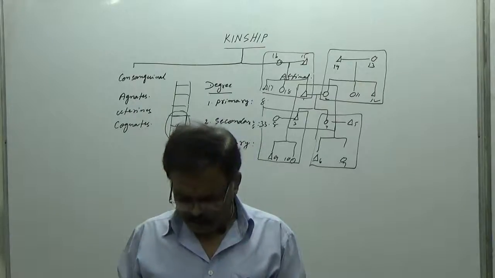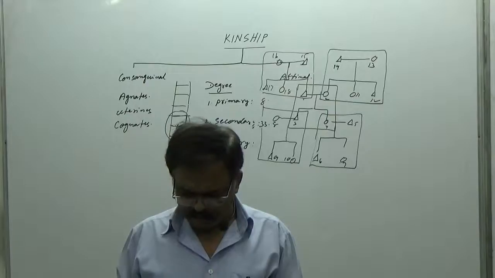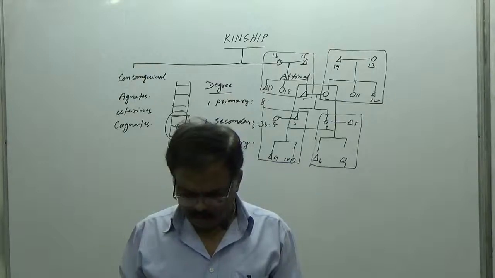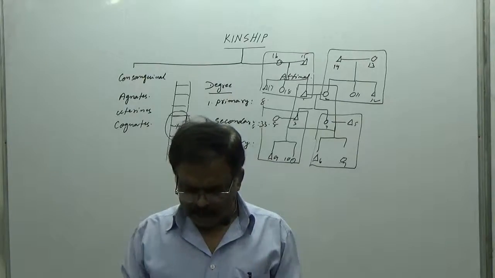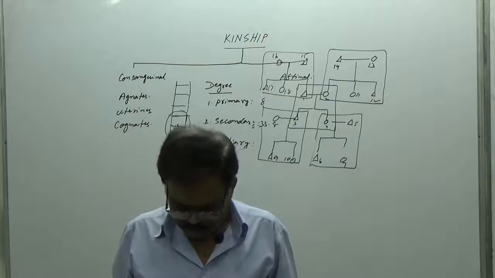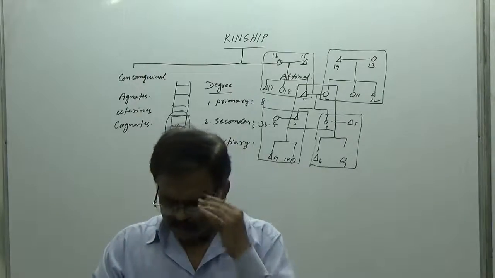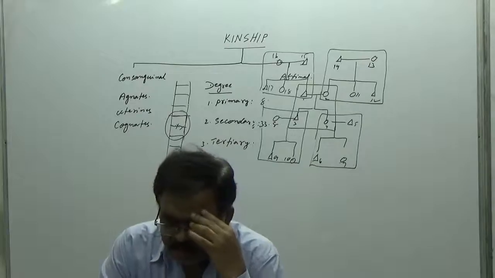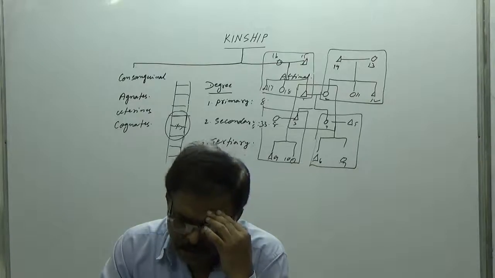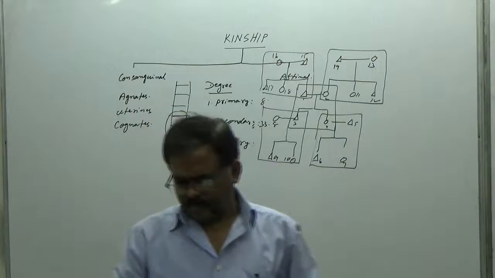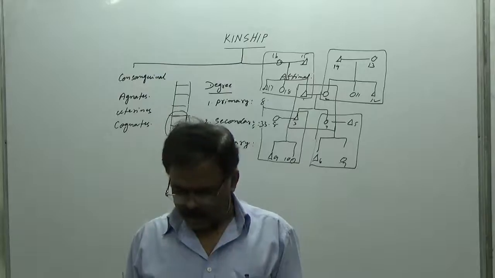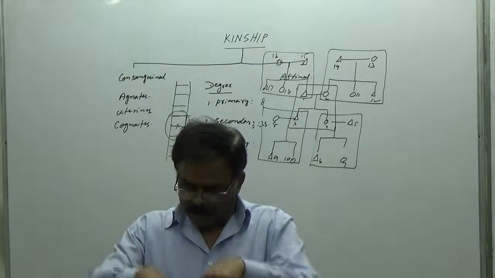Again in secondary, primary means consanguinal and affinal. Grandparents, grandchildren, uncles, aunties, nieces, nephews, cousins come under the consanguinal group. Cousins also. Who is a cousin? Their children.